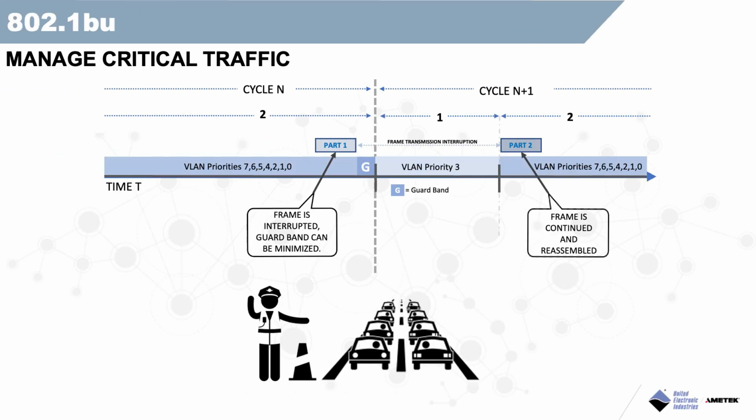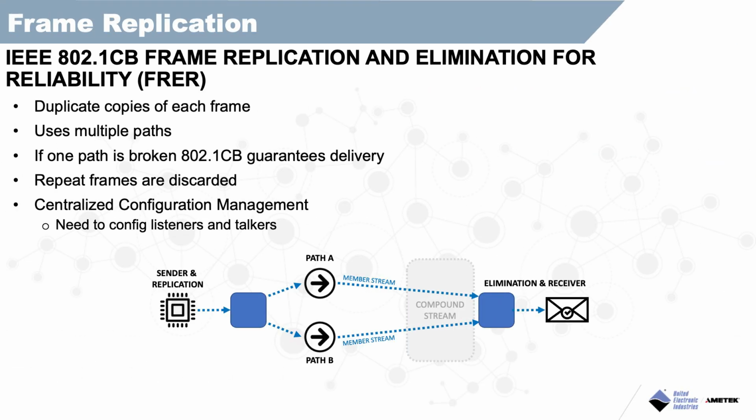Here's another look at it. Notice the guard band ensures that there's enough time so that the critical traffic is started on time. So we have a notion of shared synchronized time, we have scheduled traffic, and can even preempt the schedule if needed. What about the reliability of the network? How do we ensure that?